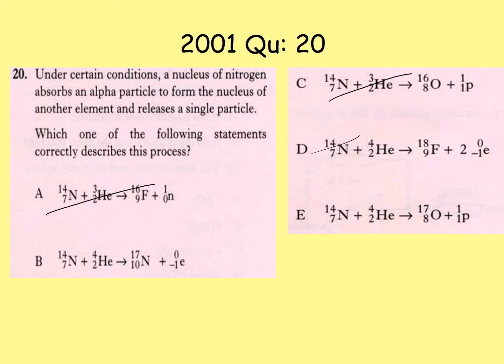Well, B is also incorrect because we're told a nucleus of nitrogen absorbs an alpha particle. Here we have nitrogen and alpha being absorbed. That bit's correct. But then we're told that it forms another element. We have the same element here. We still have nitrogen. Therefore, this is incorrect, leaving us with E.